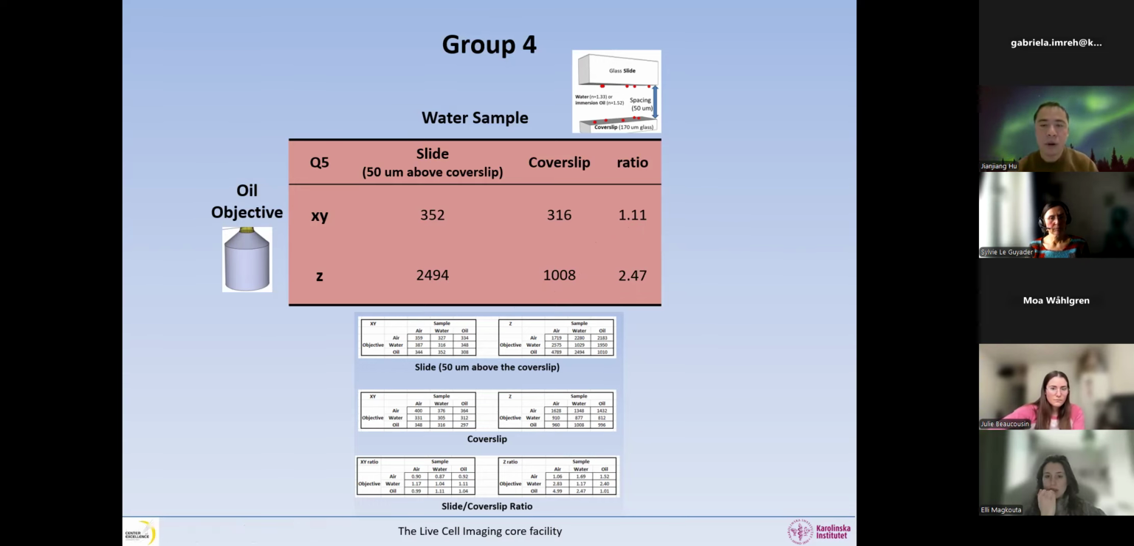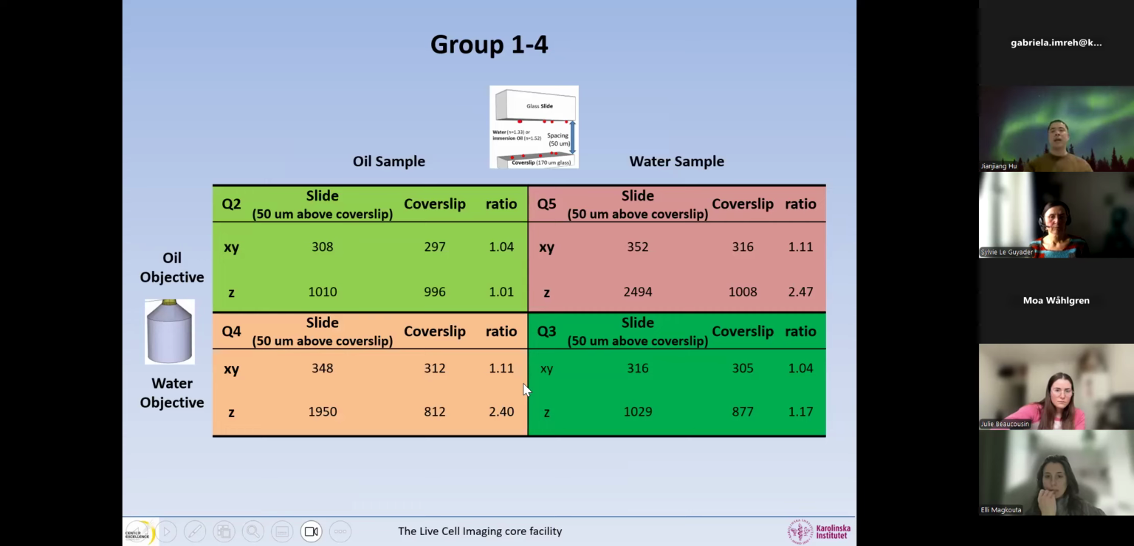I hope our groups have submitted the correct answer, and just to explore the data, here I combine all the answers from the four groups together, and this is a summary table. We can see that with the matched refractive index, either the oil objective for the oil sample or the water objective for the water sample, we get no worse resolution in X, Y, and Z, even if the sample is 50 microns away from the cover slip.